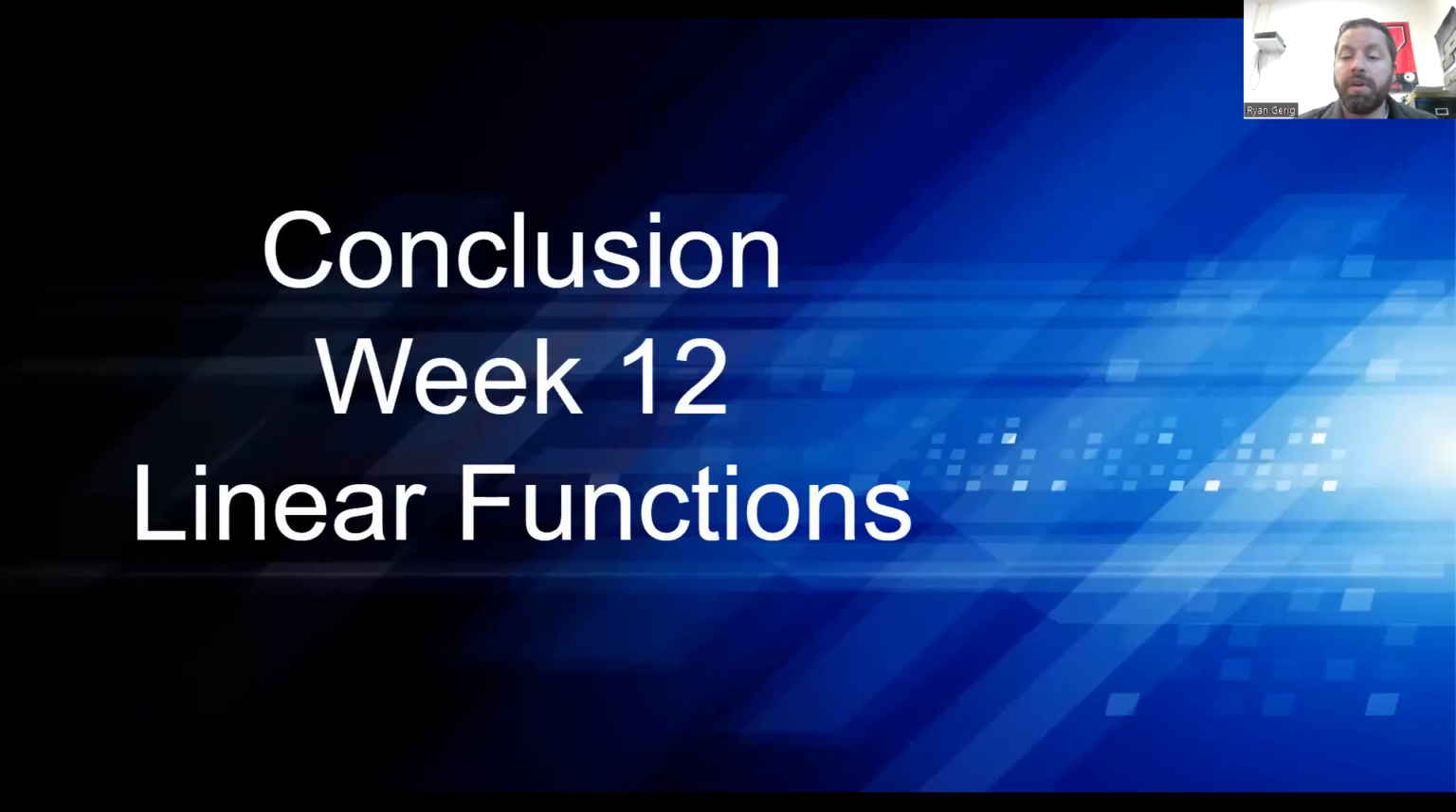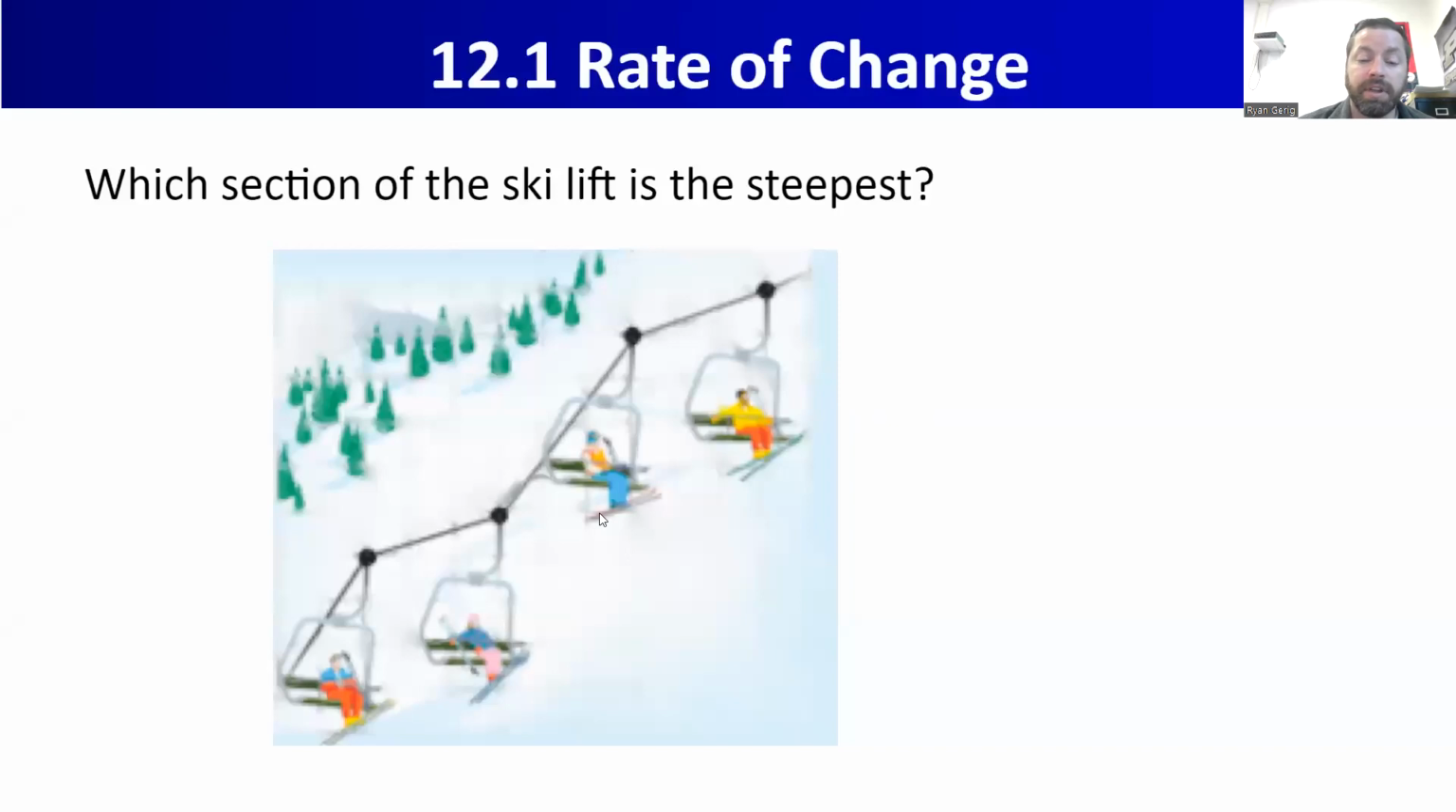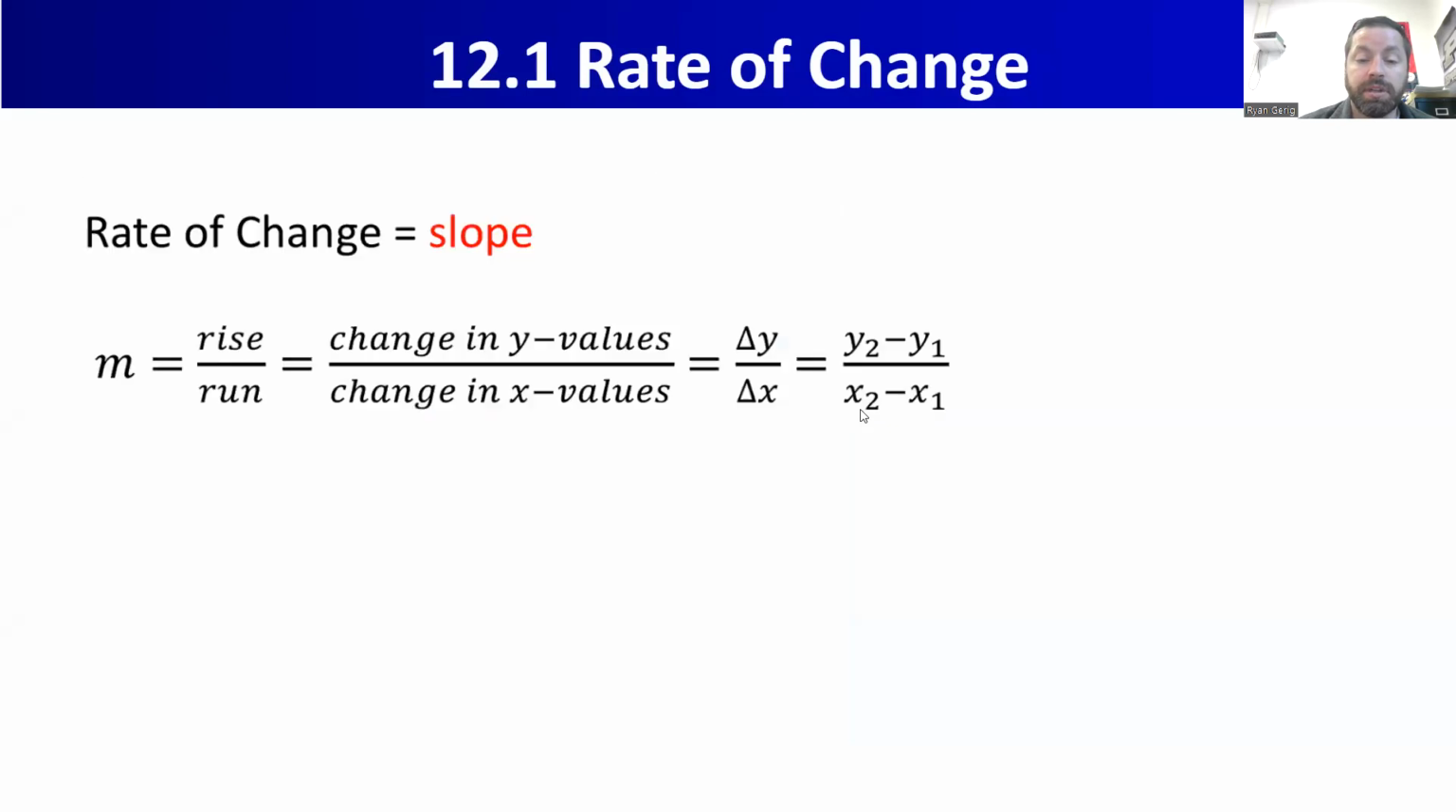As we conclude week 12, let's take a look back at what we've learned. So we started by looking at the ski lift and looking at where this ski lift was the steepest. And we used something called slope to figure that out. And slope and rate of change are kind of interchangeable for us.